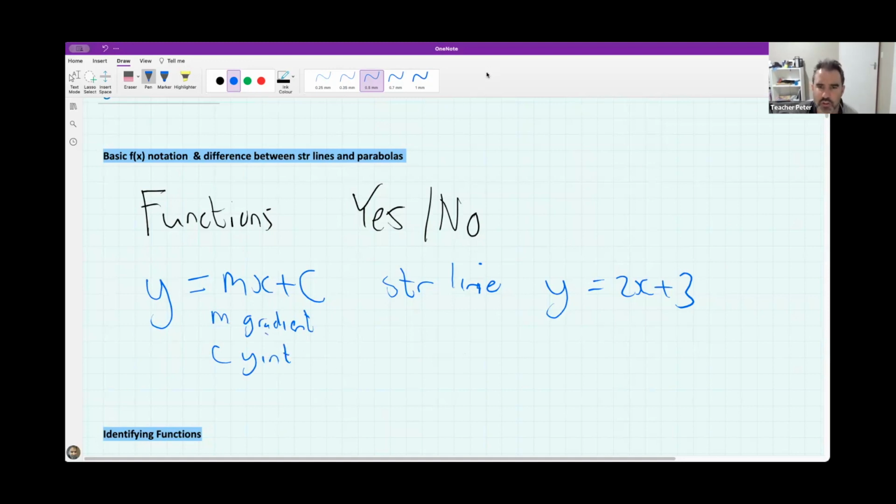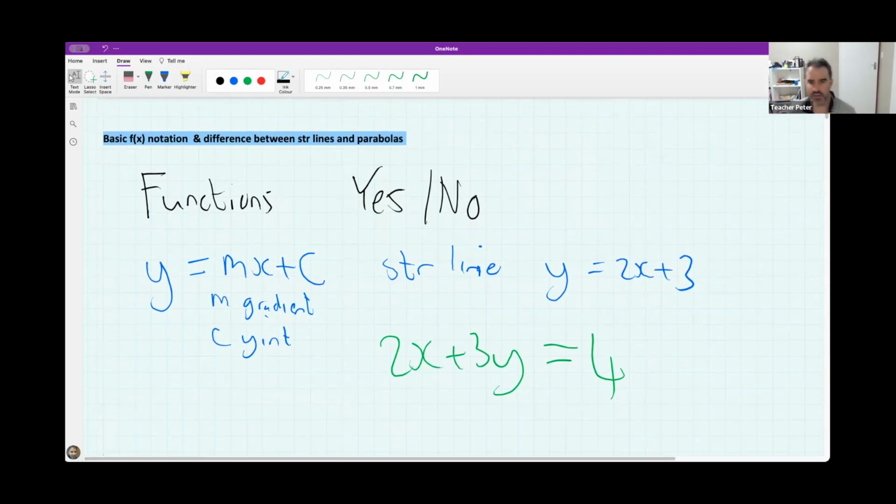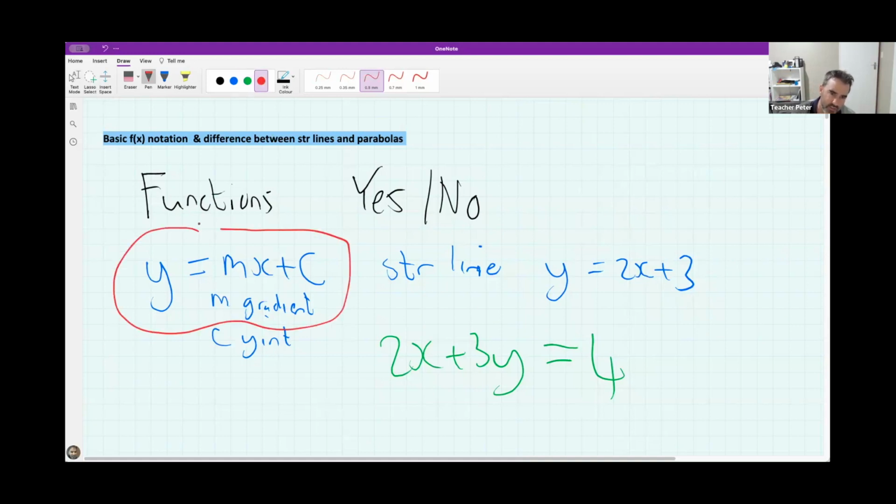Let me just ask you this question, though. If I had to say to you 2x plus 3y equals 4, is that a straight line or not? Let me know. It doesn't look like y equals mx plus c, but I want to know from you, is that a straight line or not? And how do we know that that is a straight line if I tell you that all straight lines look like this?